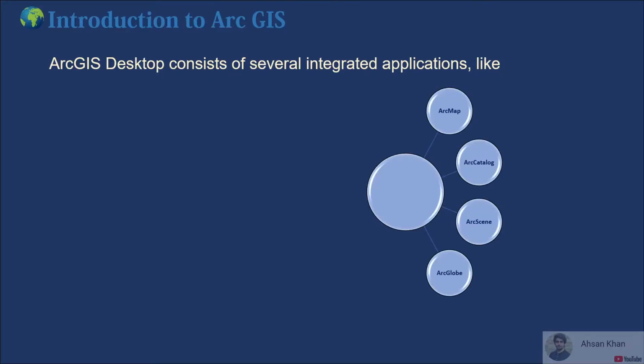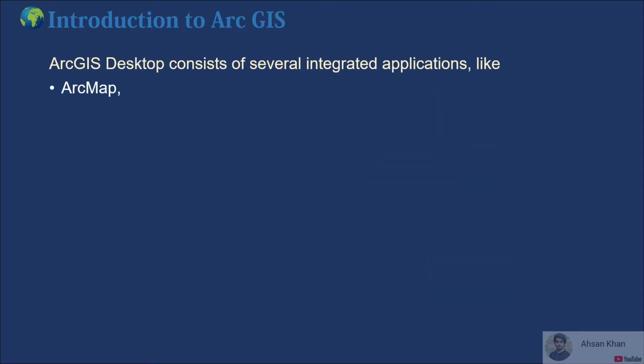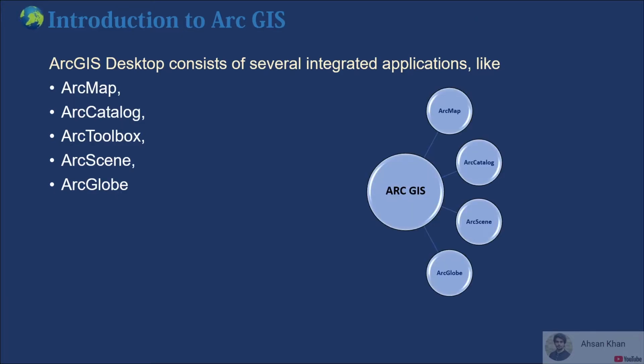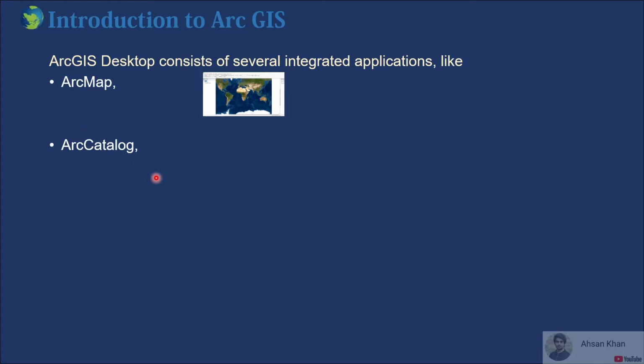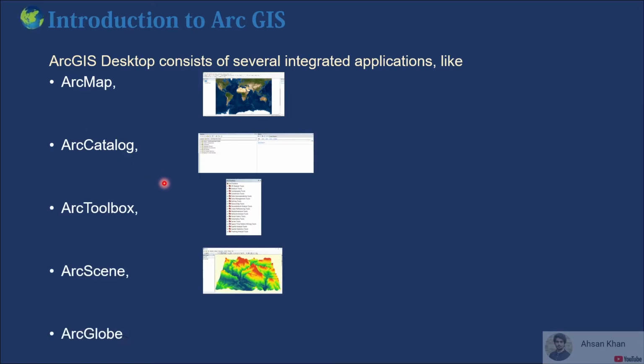Now going to the next slide, ArcGIS Desktop consists of several integrated applications like ArcMap, ArcCatalog, ArcToolbox, ArcScene, and ArcGlobe. Basically, when you install or download ArcGIS, you are actually going to get all of these software with it. So this is what ArcGIS totally is, divided into these software. ArcMap is the main software which you will open and work on, and the other software are going to be part of it. Let's see a little bit about these different tools here: ArcMap, ArcCatalog, ArcToolbox, ArcScene, ArcGlobe.